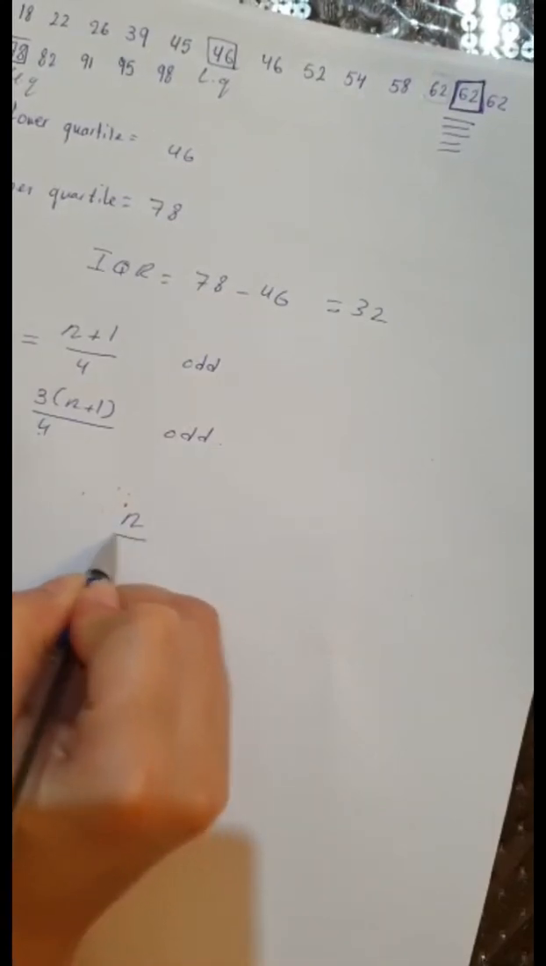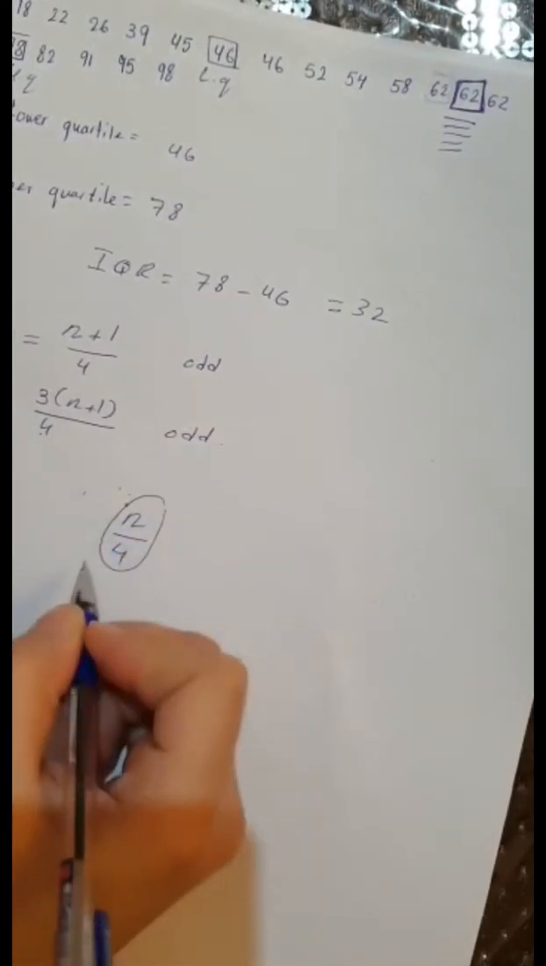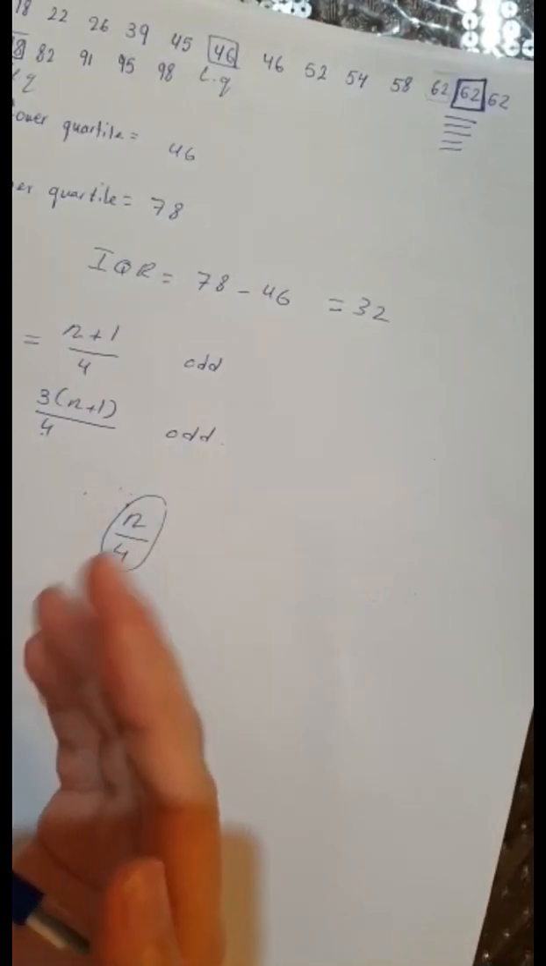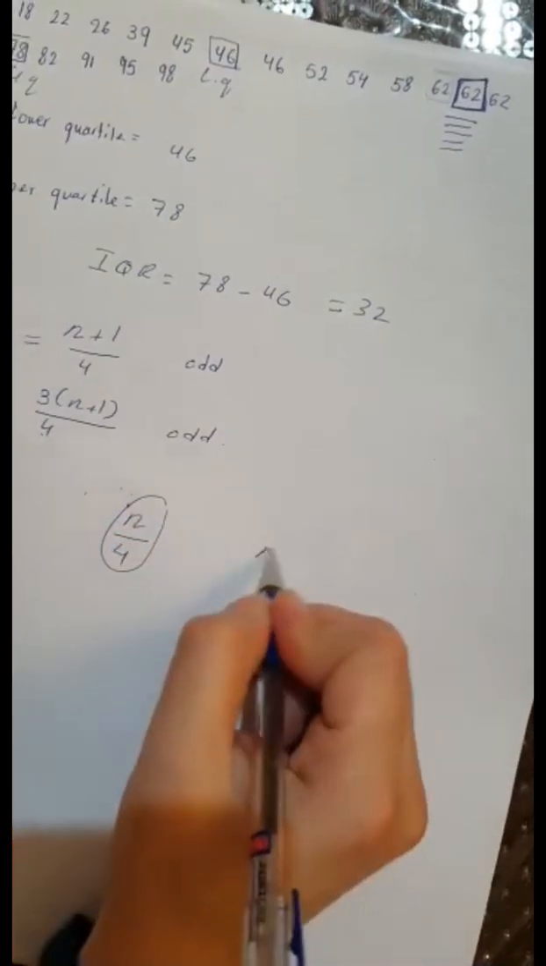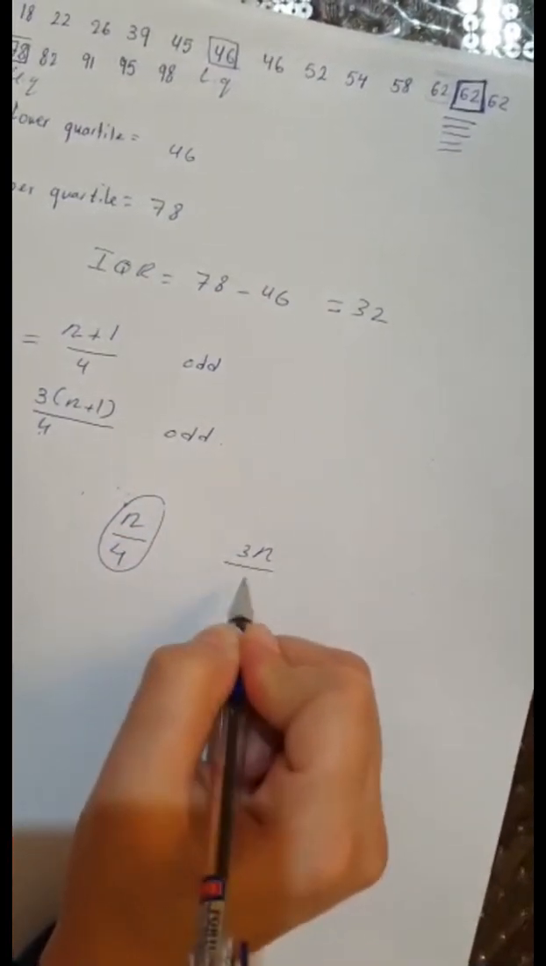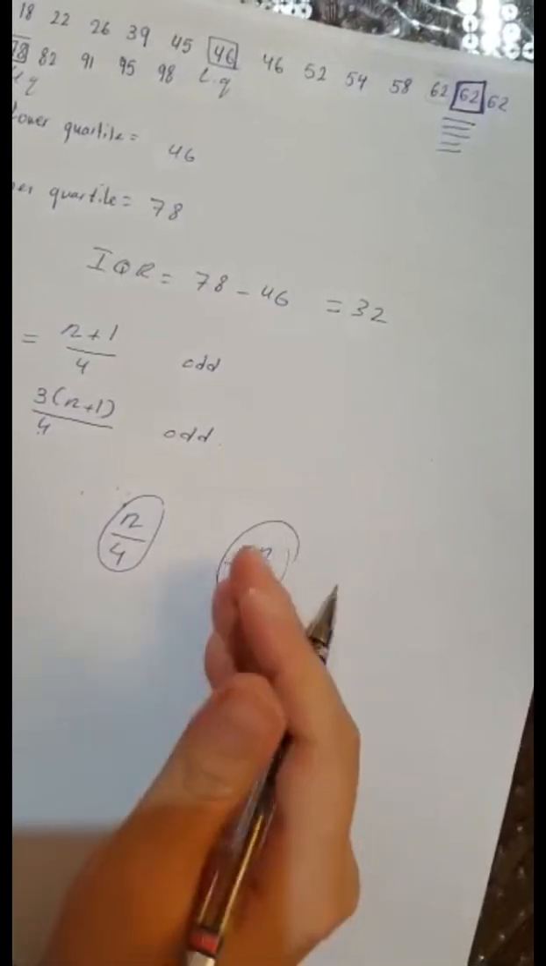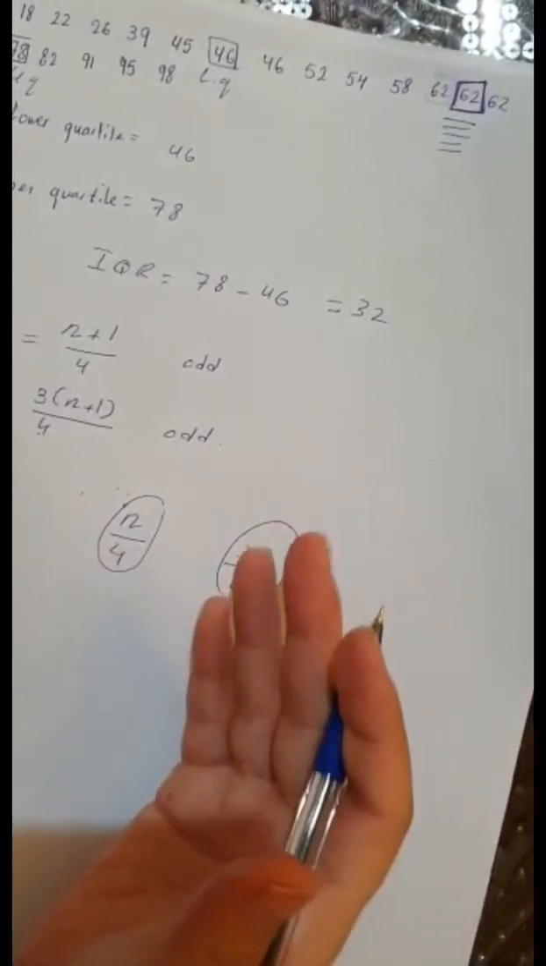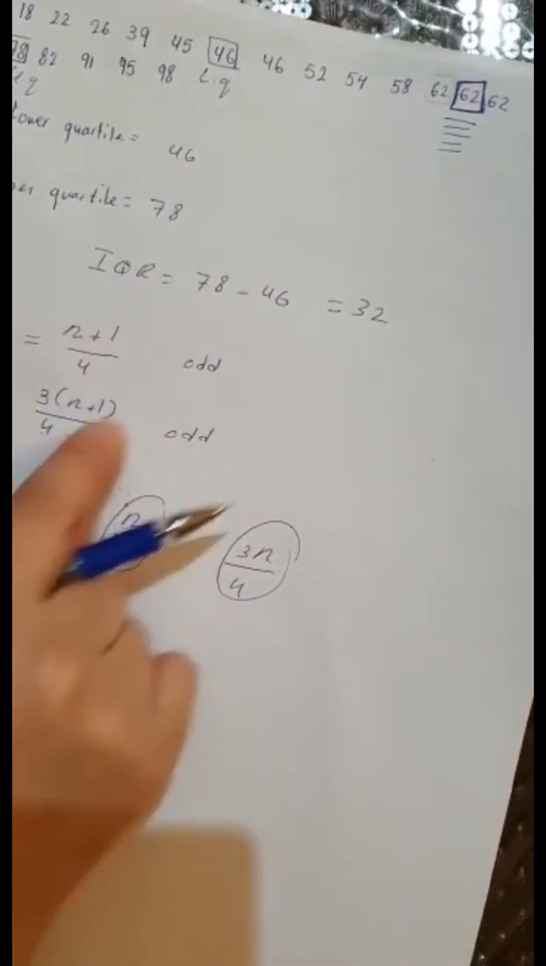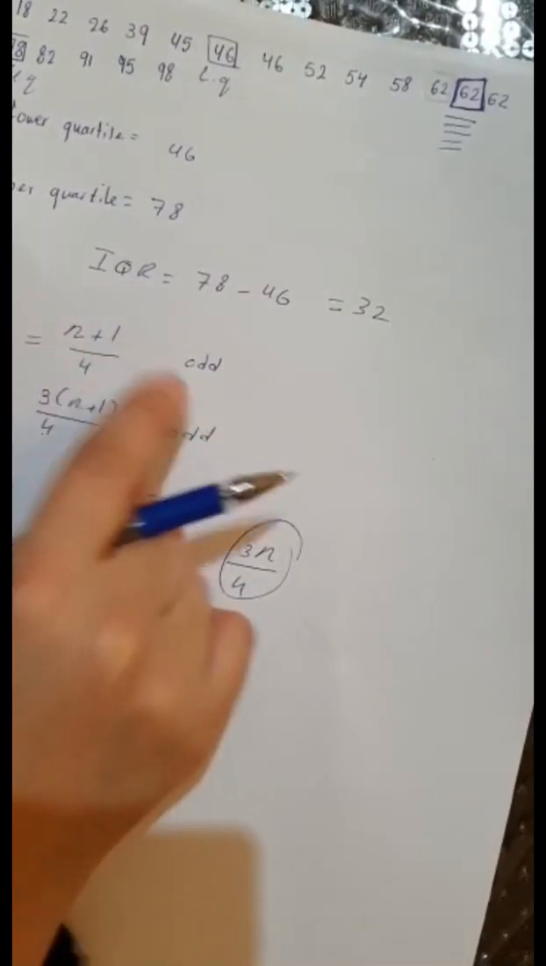But if we have an even number of values, I'm going to say directly n over 4. This will be the place of the term which is the lower quartile, and 3n over 4 will be the place of the number which is the upper quartile. So remember, I'm dealing here with the places only. In which term is this?